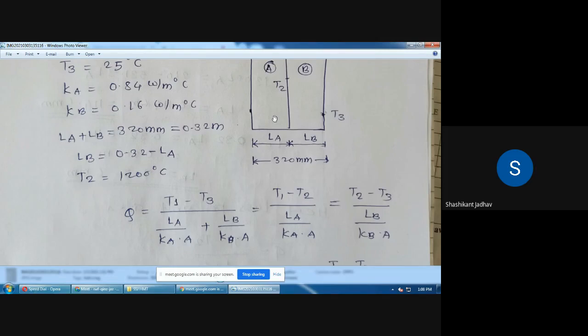So what is the standard equation, T1 minus T2 divided by LA upon K into A is equal to, that means the same heat that is transferred through A is transferred through B, and the same heat is transferred through both plates, so we have taken the equal to sign. Understand? So T1 minus T2 divided by LA upon K into A. So this is the heat conducted through plane wall A, which is equal to heat conducted through plane wall B, that is T2 minus T3 divided by LB divided by KB into A. So in this way we have to write down the equation.